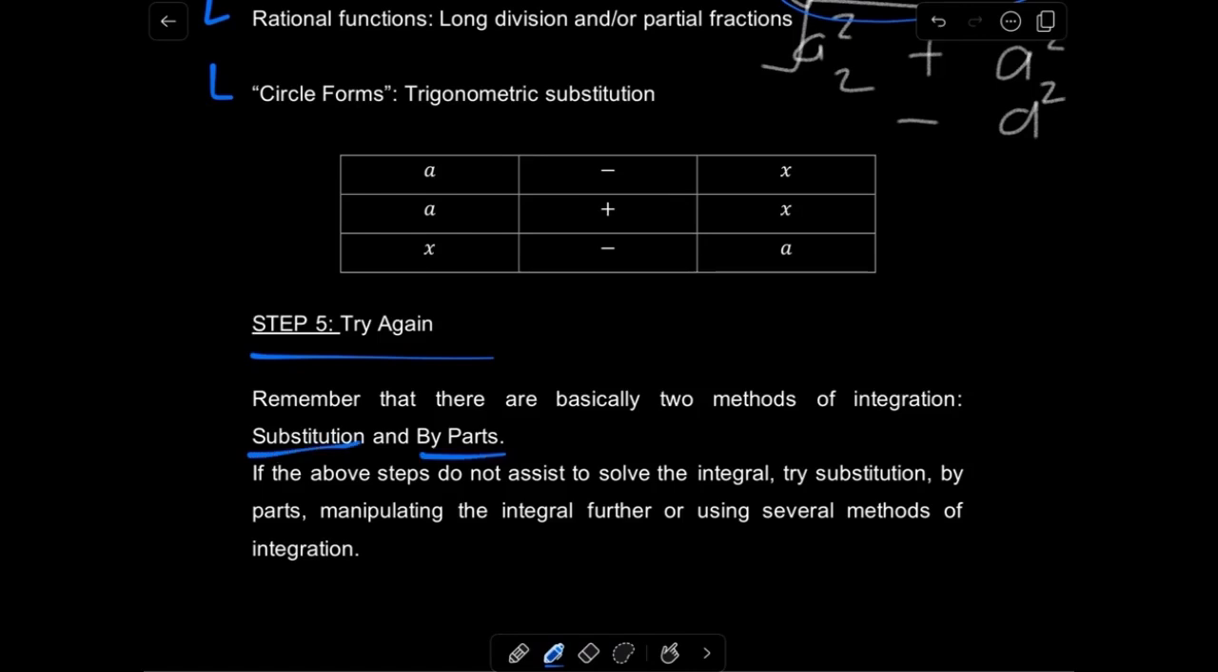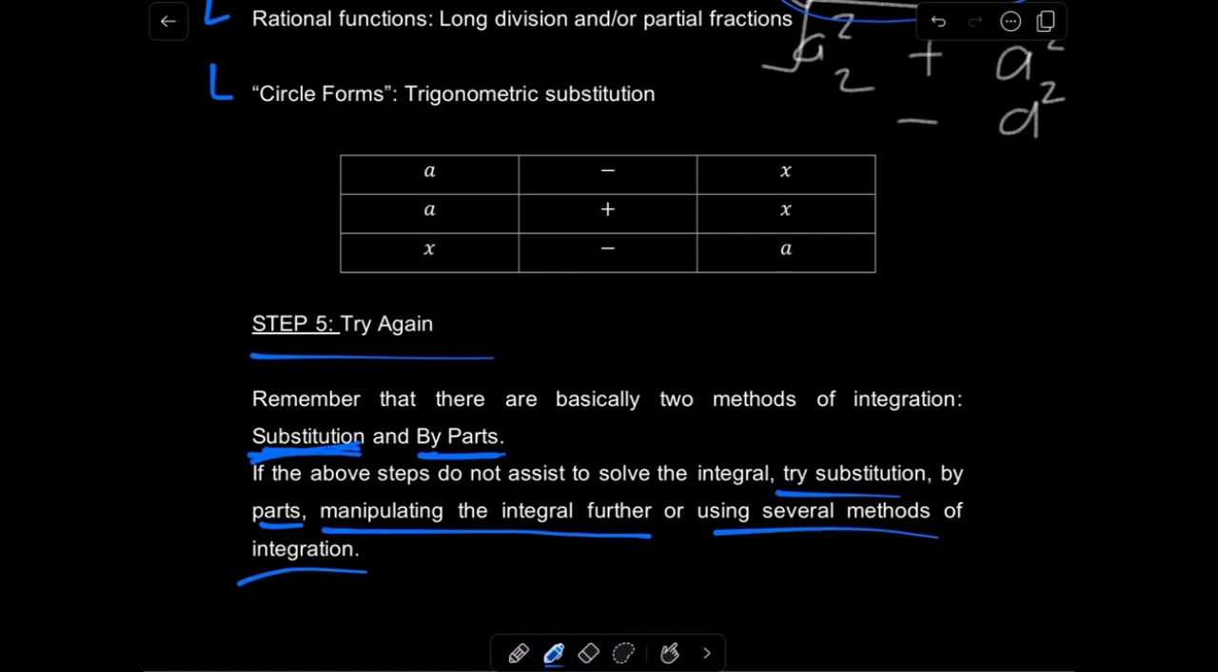Whenever we integrate a function, it's either a standard integral, or we're going to use a form of substitution. For example, trigonometric substitution is still a substitution at the end of the day. And the other technique of integration is by parts. So there's basically two methods of integration: substitution and by parts. And if the above steps do not assist to solve the integral, you can try substitution, like I said, try by parts, try manipulating the integral even further than you did in step 2, try going a bit further, or sometimes you may have to use several integration techniques.